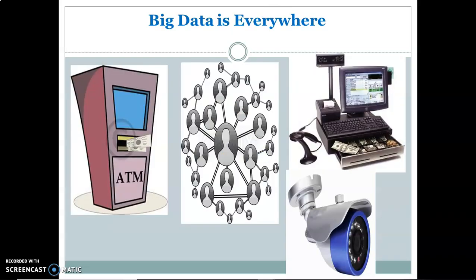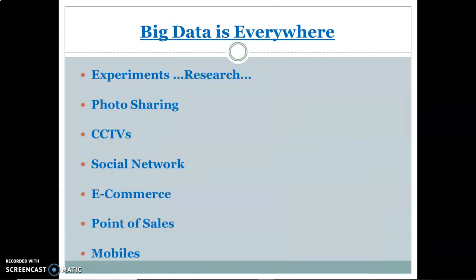So you see, big data is everywhere. Everywhere we have huge amounts of data. Experiments are there. Research is going on there. Huge amounts of research papers are being uploaded and shared. Then photo sharing is there. Then CCTVs are there. Social networking sites like Twitter, WhatsApp, and so many others that you use are there. Then the e-commerce sites are there. So selling and buying over the net is there. A huge amount of data is there.